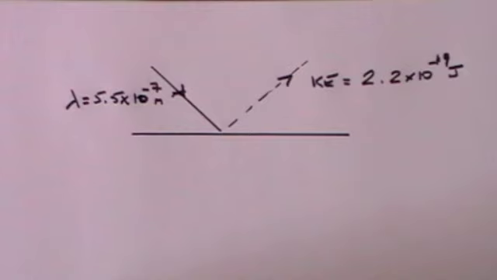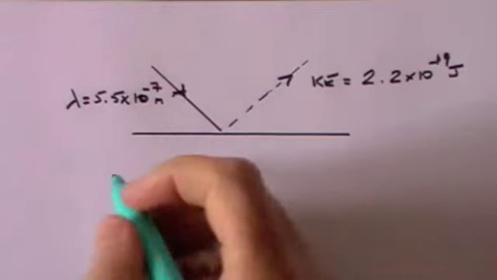Question 1. We have some kind of metal on which we shine light with a wavelength of 5.5 times 10 to the minus 7 meters, and we find that we get electrons emitted with a maximum kinetic energy of 2.2 times 10 to the minus 19 joules. And we're asked to find two things. Firstly, what is the work function of the metal? And secondly, what is the maximum wavelength which would still enable you to release electrons?